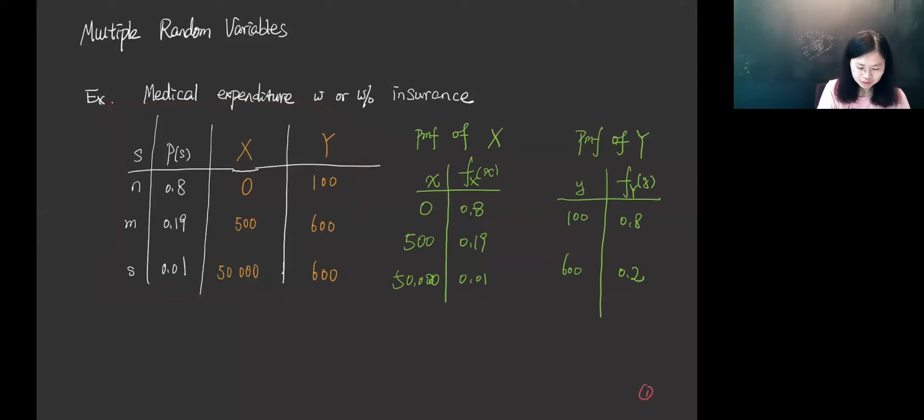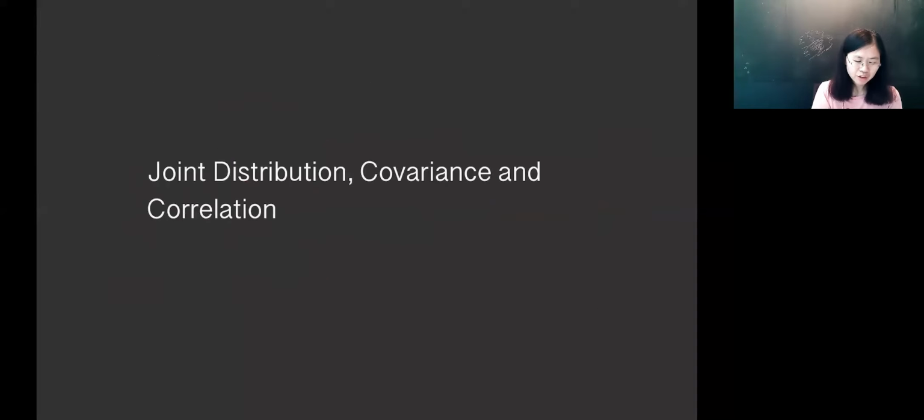It doesn't, for example, tell us whether Y increases with X or not. In fact, it does in this case. It doesn't tell us about the dependence between X and Y in general. So we need some concepts to describe the dependence among multiple random variables. Let's start with joint distribution, covariance, and correlation.